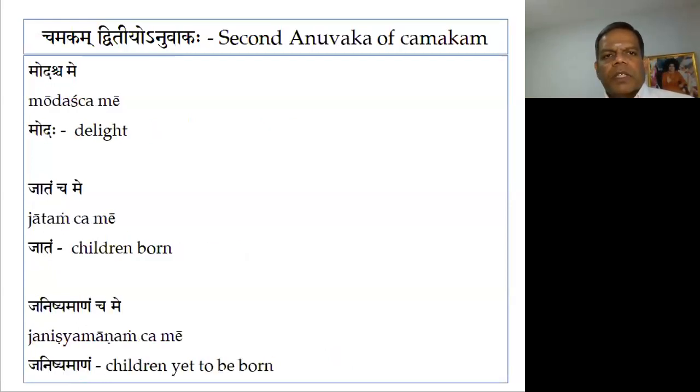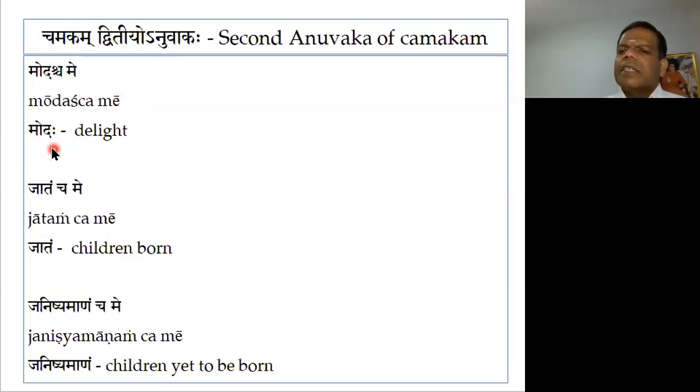We look at the next mantra. Modaschame. In terms of pronunciation, it should be simple. Moda, there are no difficult consonants. The simple word is Modaha. The visarga has become ish because of sandhi.